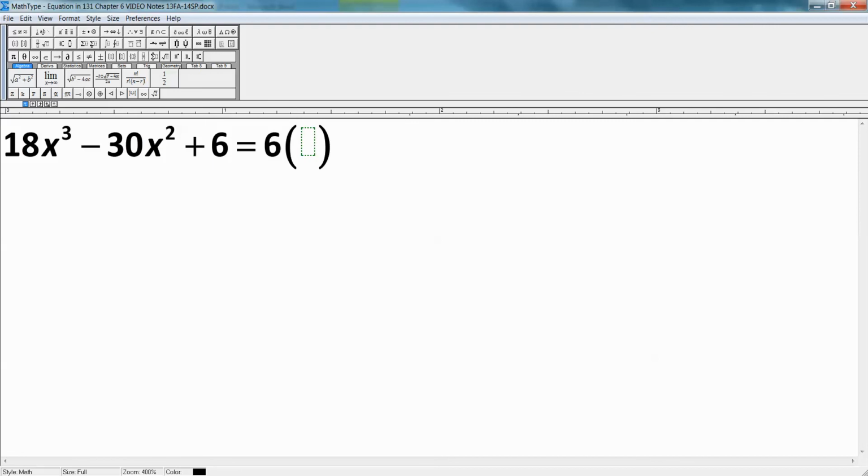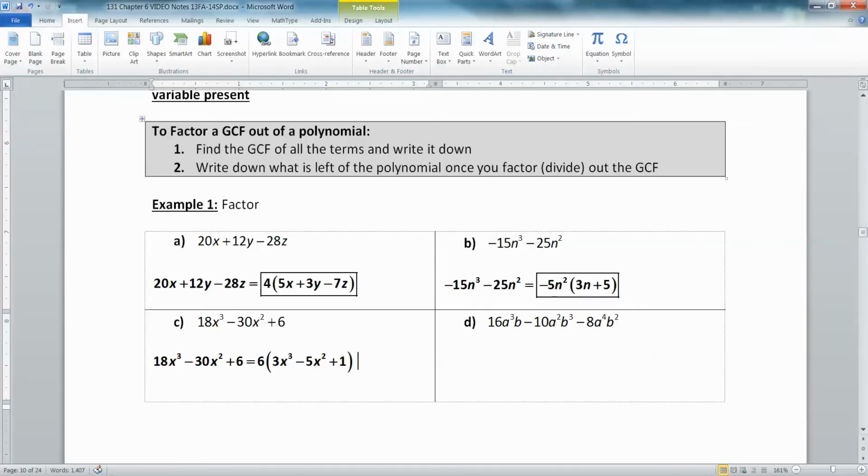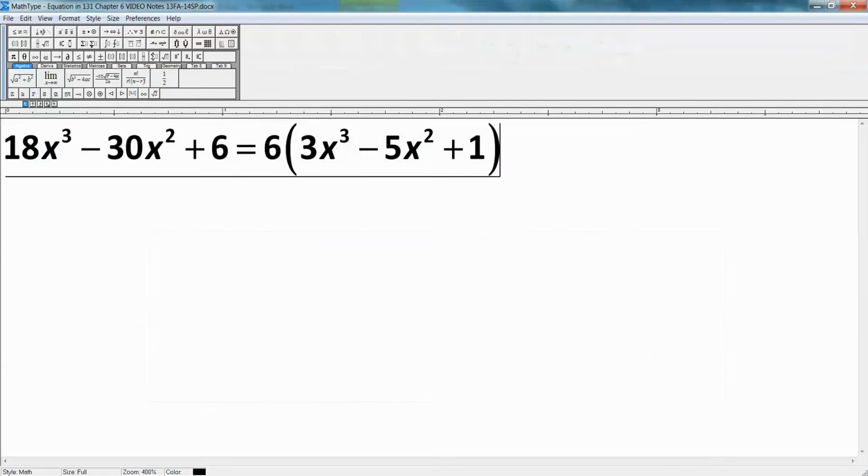The reason I can't take out any x's is because this term right here doesn't have an x in it. If it was x, then I'd be able to take an x out. But since there is no x in there, I can only take a 6 out. That's it. So it leaves me 3x cubed minus 5x squared plus 1. Oops, I better box that because that's the answer.